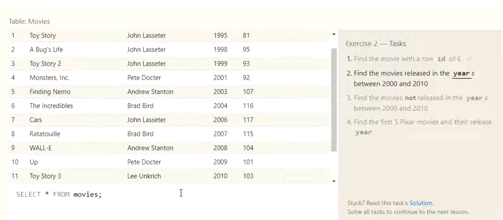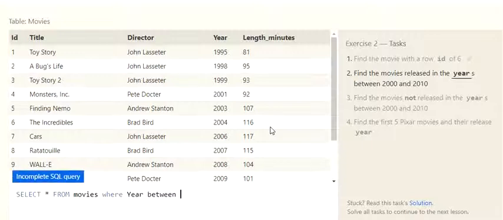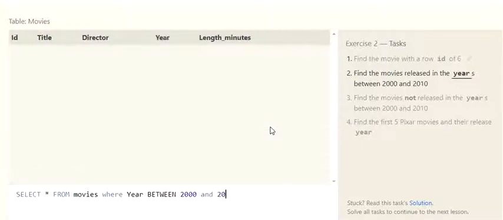Okay, so the second point is we have to find the movies which were released in the years between 2000 and 2010. So we will be using where year between 2000 and 2010.